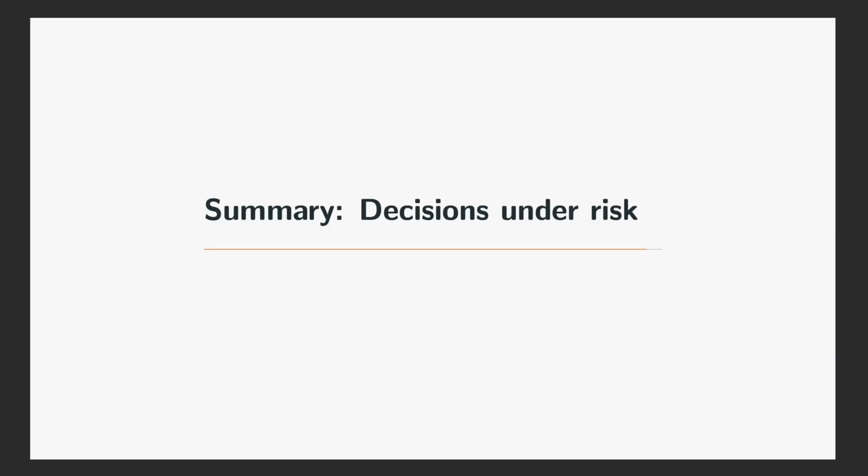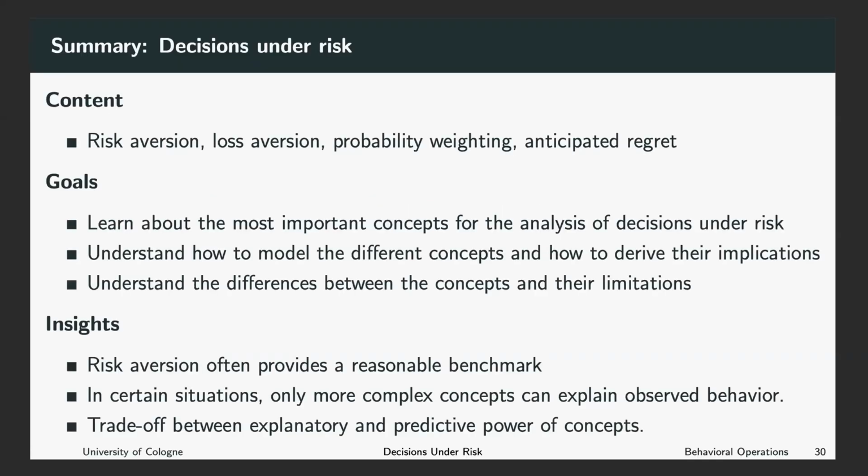Summary: decisions under risk. Let us summarize the lecture on decisions under risk. We talked about risk aversion, loss aversion, probability weighting, and anticipated regret. We saw how to incorporate these concepts into analytical models, and we applied these concepts to various settings.